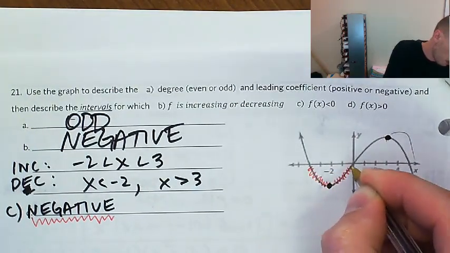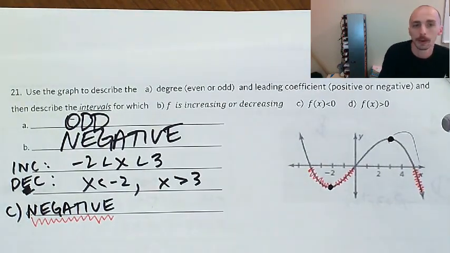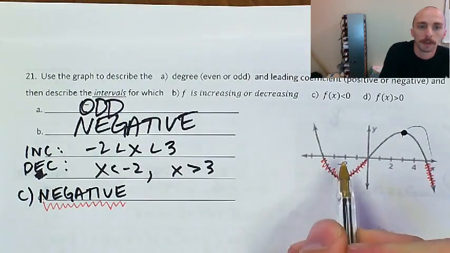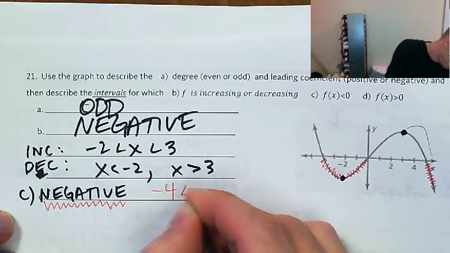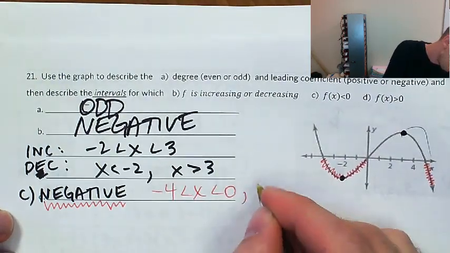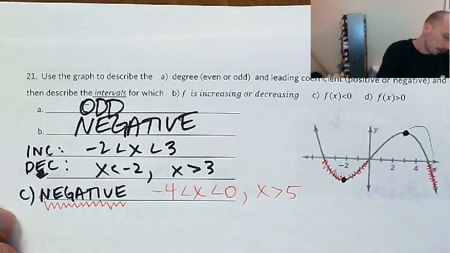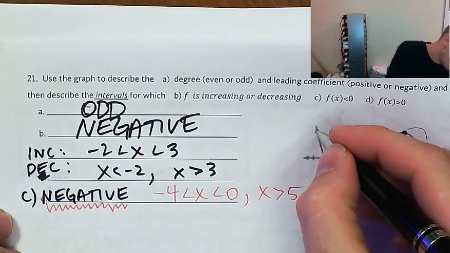That's what it means for a function to be negative: its y-coordinate is negative. The graph is below the x-axis. Okay, so negative is happening from -4 to 0, and also when x is bigger than 5. And then it's positive, well, really everywhere else except where it's equal to 0.